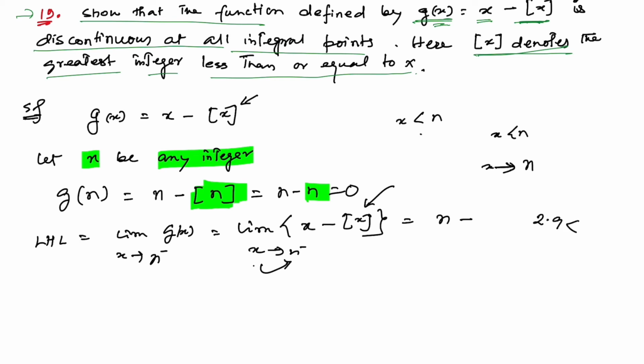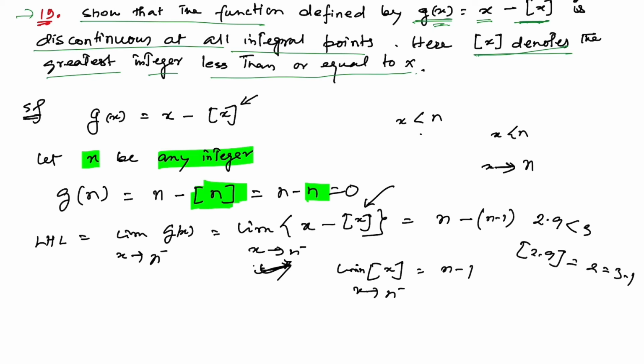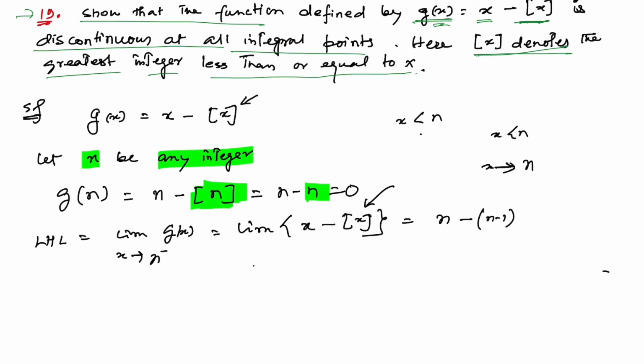As I have already given you an example, 2.9 is less than 3 and its greatest integer function gives 2, that is 3 minus 1. So here also, if x approaches n from the left hand side, then the greatest integer function of x as x tends to n negative must be given by n minus 1. So here it will be n minus n plus 1, that is going to be equal to 1. Here n cancels.